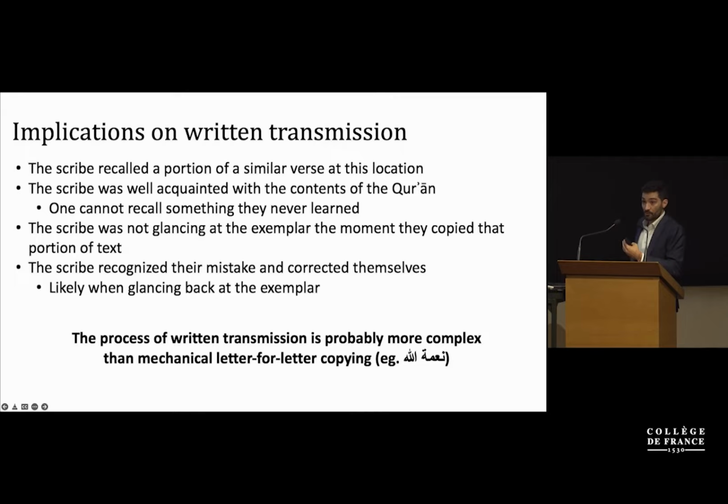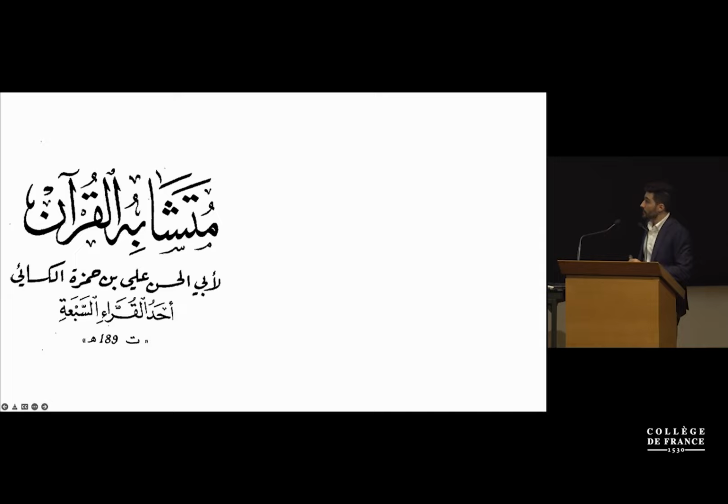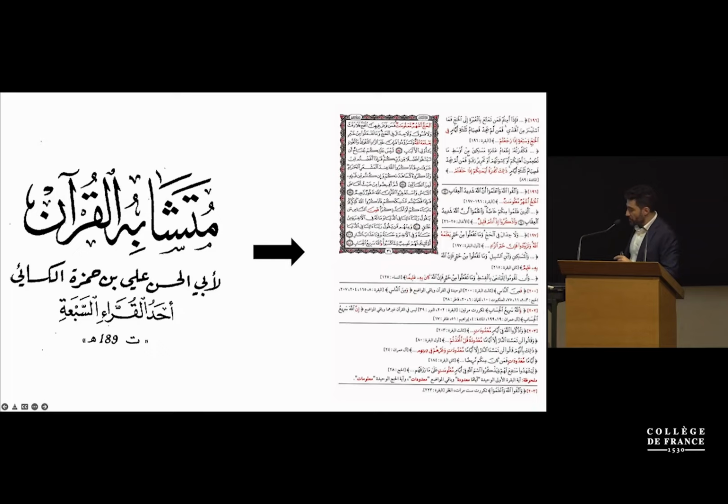And that the scribe was presumably not glancing at the exemplar the moment they copied that portion of text. But the scribe recognized their mistake and corrected themselves, and that's likely when they glanced back at the exemplar they were copying from. So we can get detailed insight into a very precise mechanism of what might have happened in that instance. And the interesting implication of this is that it indicates to us, and this is not unique, I've seen this across a number of manuscripts, that the process of written transmission was probably more complex than a very mechanical letter-for-letter copying.